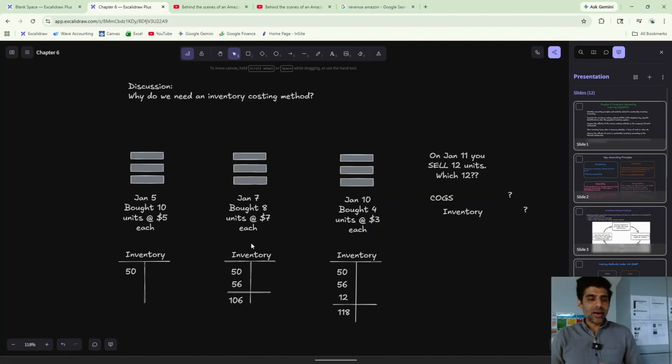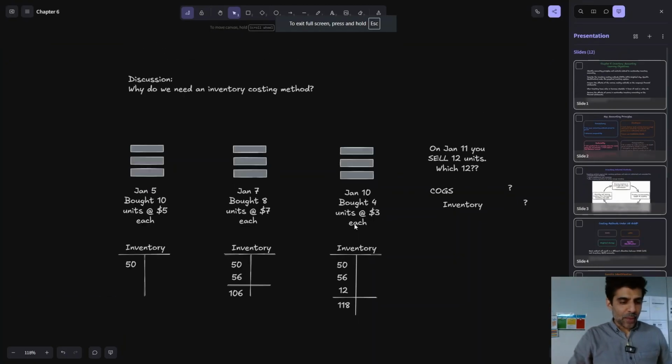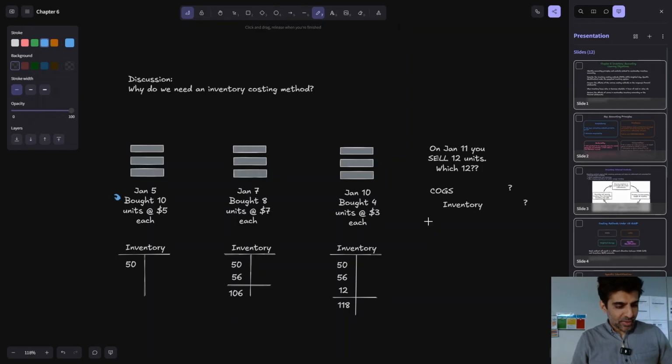Let's just talk about this idea of inventory costing, okay? What is the problem that we're trying to figure out? I'm going to give you a hypothetical here. On January 5th, we bought 10 units at $5 each, so that's where this $50 is coming from.